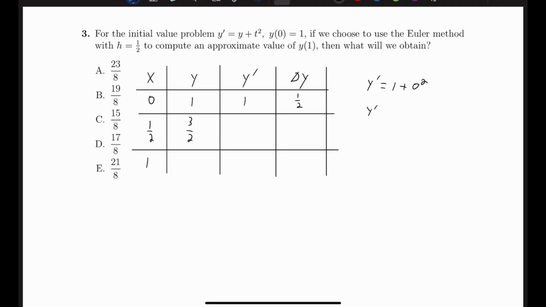Again, we go find a new y prime. That's going to be 3/2 plus 1/2 squared, so 3/2 plus 1/4 is going to be 7/4. Again, multiply that by our step size of 1/2, so 7/8 is our delta y. To find our new y, we add 3/2 plus 7/8, so that will be 12 plus 7 over 8. That gets us 19 over 8, and that's what we're asked to find. We're being asked to find y of 1, so there's 19/8 is our answer, which is choice B.